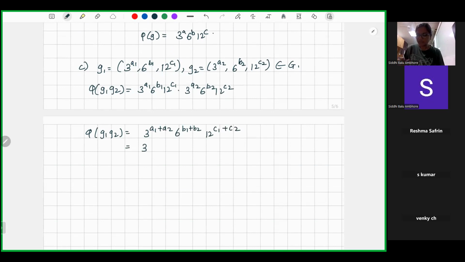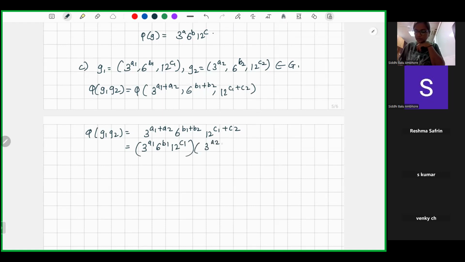And this, when we split, we get... no, this is not the correct way. Phi of G1 G2, first of all, what is G1 G2? G1 G2 is A1 plus A2, 6 B1 plus B2, and 12 C1 plus C2. And now we will separate them. Okay, and it will be 6 B1, 12 C1, and A2, 6 B2, 12 C2. And now this is phi of G1 and this is phi of G2. Okay, and we got that phi is a group homomorphism.